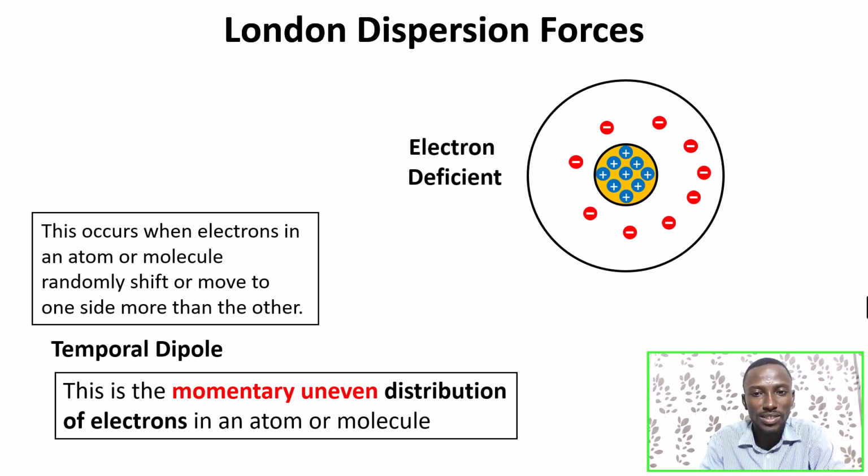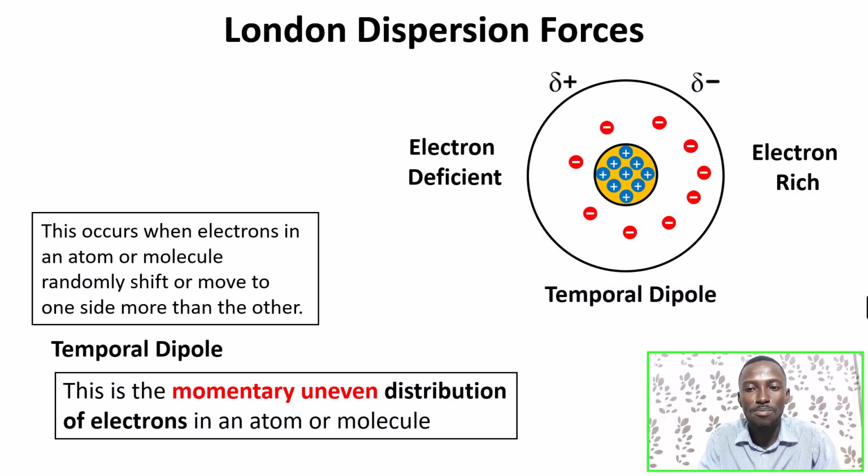As a result, the side that has fewer electrons becomes electron deficient. What about the side that has more electrons? It becomes electron rich. So the electron deficient side is partially positive, and the electron rich side is partially negative. At this point in time, we will say that this atom becomes a dipole because it has two poles, a partially positive side and a partially negative side. But what kind of dipole is it? It is a temporary dipole.